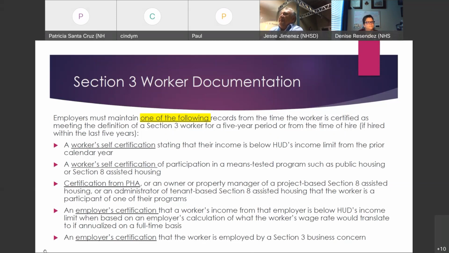It can be a certification from a public housing authority, an owner or property manager of a project-based Section 8 assisted housing, or an administrator of a tenant-based Section 8 assisted housing program. So another one would be an employer's certification that a worker's income from that employer is below HUD's income limits on an annualized and full-time basis. Finally, an employer's certification that the worker is employed by a Section 3 business concern.